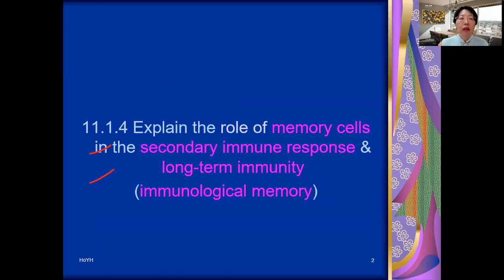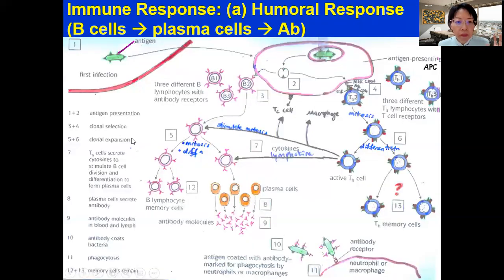So the first part we're going to cover is to explain the role of memory cells in the secondary immune response and long-term immunity. This is called immunological memory. That means they can remember after you have been infected by that particular pathogen for the first time. Subsequently, your body can remember. So how does it work?